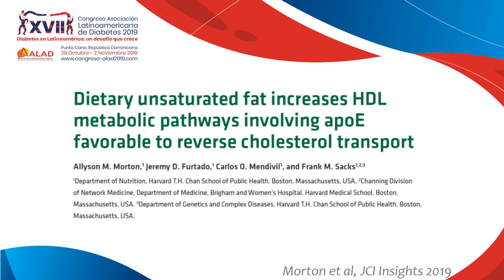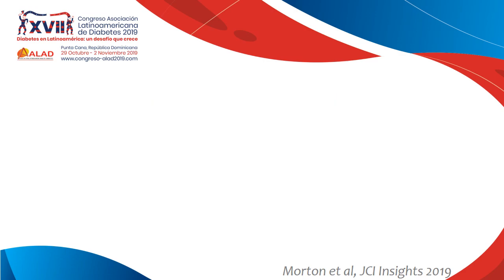So trying to expand on these findings, we then looked at how dietary factors, particularly dietary unsaturated fat, may affect this whole map. Will it increase the metabolism of certain types of HDL? Will it decrease the metabolism of some other type? Will it increase the concentration or the distribution of some type of HDL? And this was published actually this year in JCI Insight.